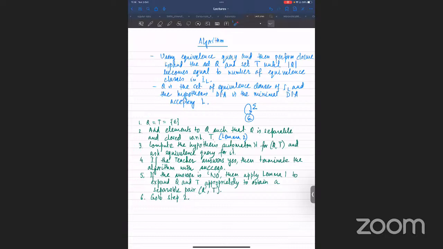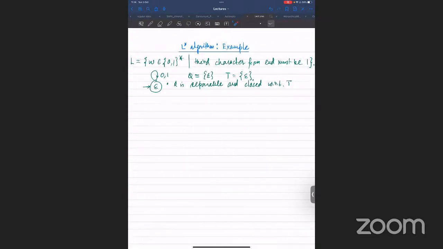Okay, clear? So we'll just end here, but what we would suggest is this example: the language L, where the third character from the end is a 1. Can you construct the DFA using this algorithm, the Angluin algorithm? This is the homework, and we'll discuss this in the next lecture, which is on Thursday.